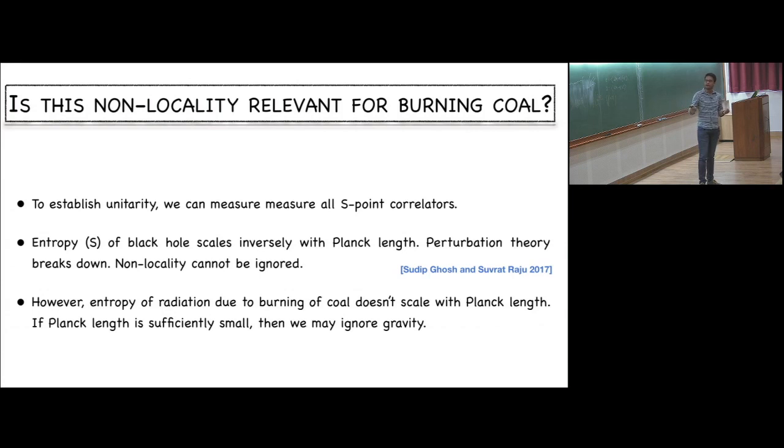The reason is that, suppose we take a microcanonical ensemble, and what we really want to do is, given some state, know whether this state is pure or mixed. This is not something which we ever do in experiments. It's a very complicated question, and to do that, we would need to measure correlators which scale with the entropy. And in fact, the black hole entropy scales inversely with the Planck length, and it is so large that there is no way we can do these measurements without changing the geometry itself. So essentially, perturbation theory breaks down, and non-locality cannot be ignored.